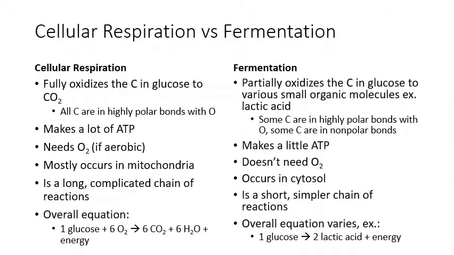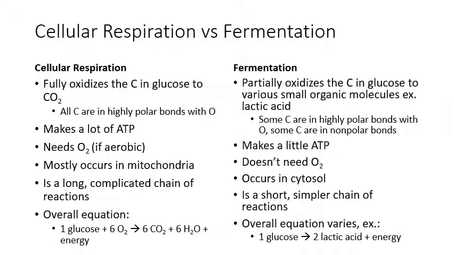So here you have a basic comparison of cellular respiration and fermentation. First, cellular respiration fully oxidizes all of the carbons in glucose to carbon dioxide. So all of the carbons that you start with in your glucose molecule are going to end up as part of a carbon dioxide molecule, bonded to two oxygens. Whenever you have carbon bonded to oxygen, that's a very polar bond because oxygen is a lot more electronegative than carbon is. So that means that the electrons are not equally shared in the bond. They're actually going to be closer to the oxygen and further away from the carbon.